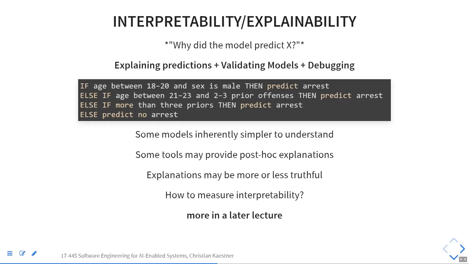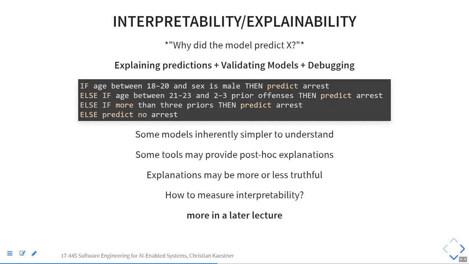One thing that researchers have done is show a model to a human and then ask the human to come up with a prediction. So essentially I show you this model of recidivism and I tell you, now I have a person of 20 years with no prior offenses, should we predict them or not? And I see whether they make the same prediction as the model does. So whether somebody can understand the model and make the same prediction is one possible way that you can measure this if you run a controlled experiment.